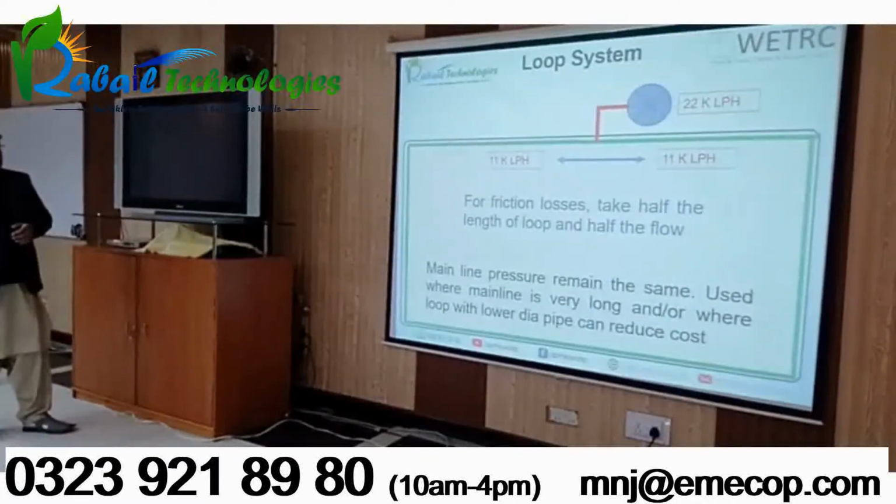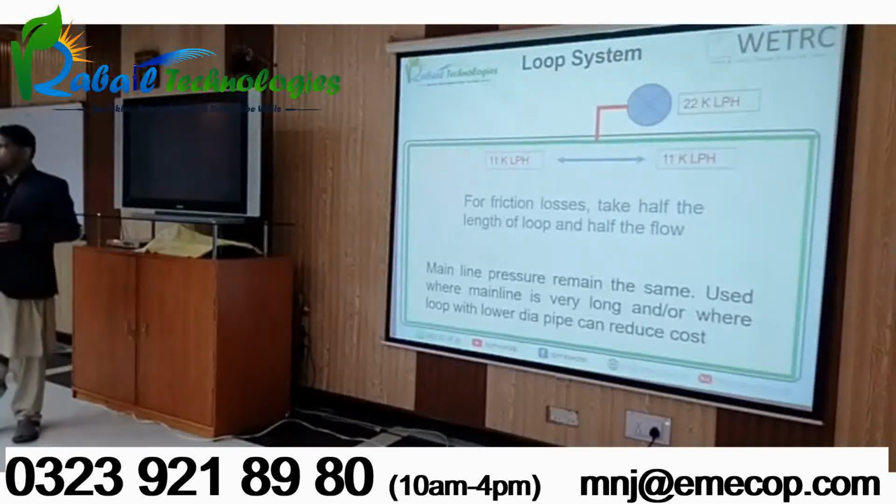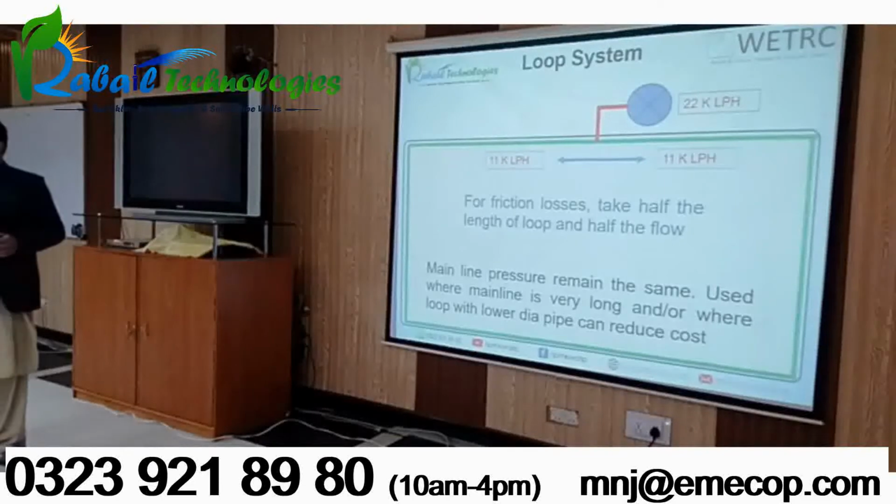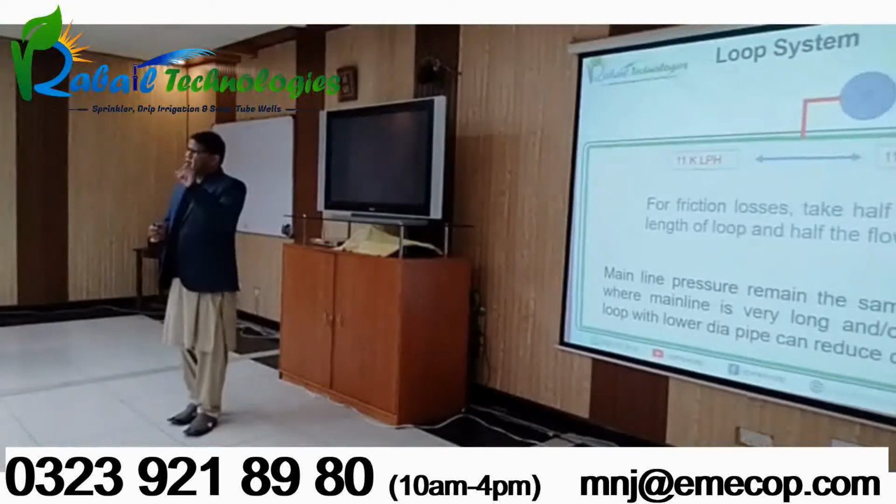And what next is how to calculate the friction losses. We need to divide the flow and we need to divide the length of the loop in two. For example, the length of the loop is 100 meters, flow is 22,000. So for friction losses in Darcy-Weisbach, we will take 11,000, dividing the flow by 2, and we will take the length as 50 meters, dividing the length of 100 meters by 2. So half the length, half the flow for the looping system, keeping the F factor 1.